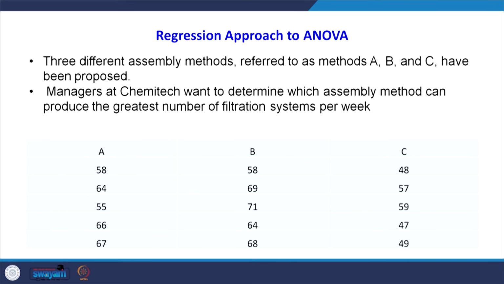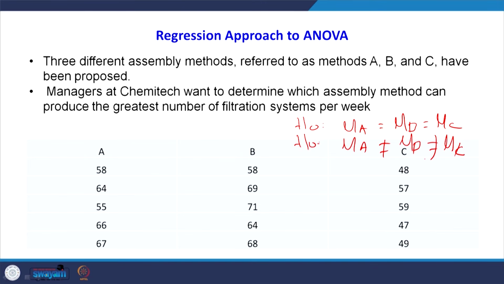In ANOVA, generally the null hypothesis, I am writing here, is mu A equal to mu B equal to mu C. That means the mean of the products assembled through method A is equal to the mean of the products assembled by method B, equal to the mean of the products assembled by method C. Obviously, the alternative hypothesis is mu A not equal to mu B not equal to mu C.